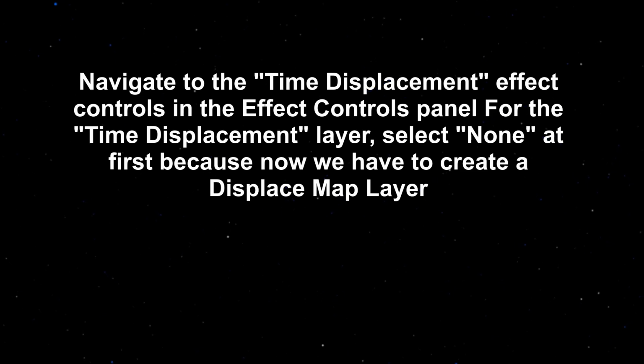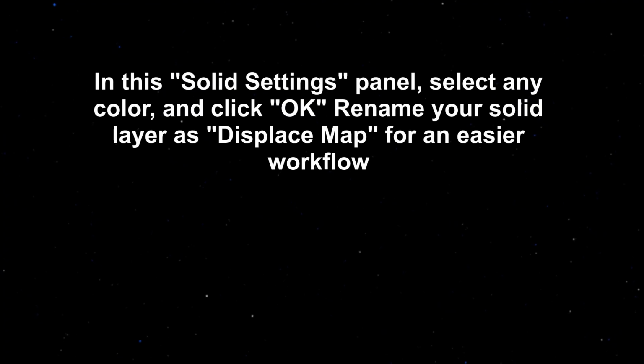a Displace Map layer. Now, click Layer, New and choose Solid. In this Solid Settings panel, select any color and click OK. Rename your solid layer as Displace Map for an easier workflow.